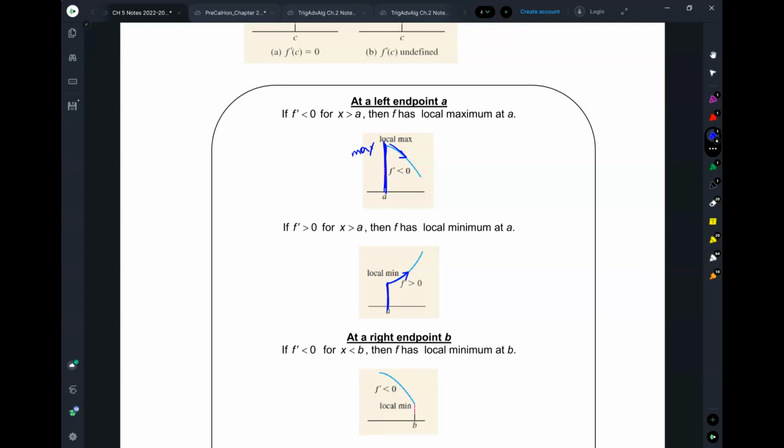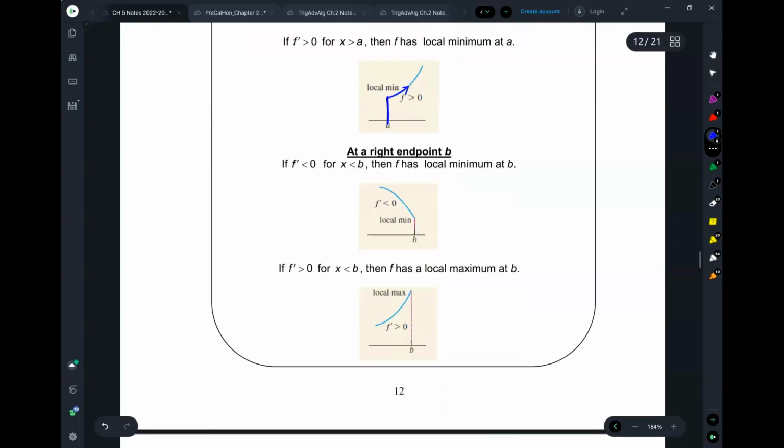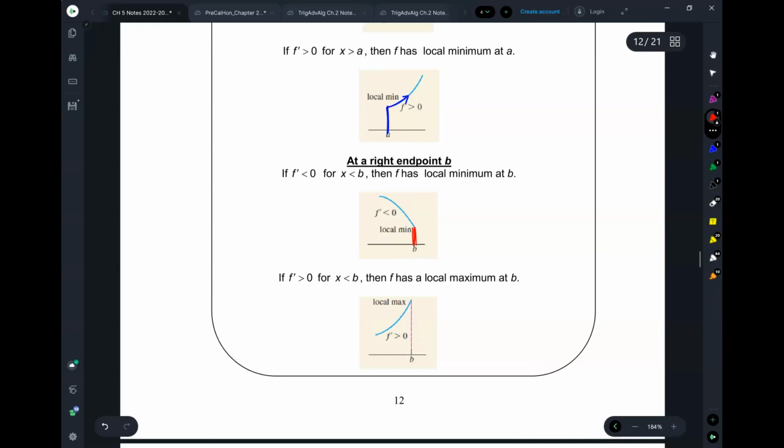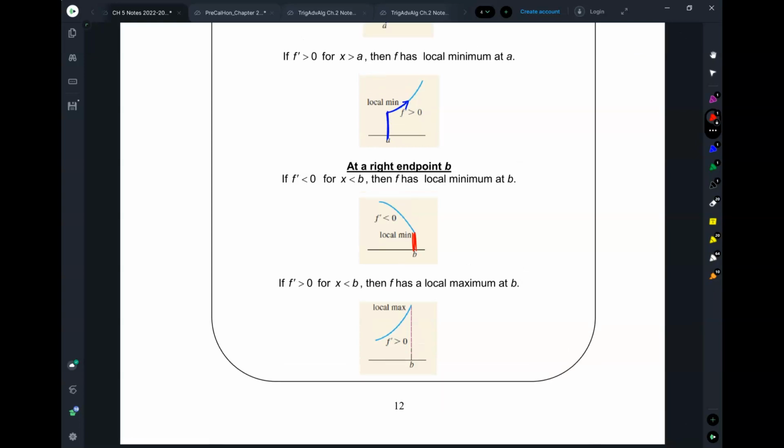So these are just endpoints. The other way, if you have an endpoint, and now we're on the opposite side, on this side of the endpoint. If the graph is decreasing to the endpoint, then this is a minimum because it's a lower point. But then if it's increasing to that point, then this is a local maximum. Okay?